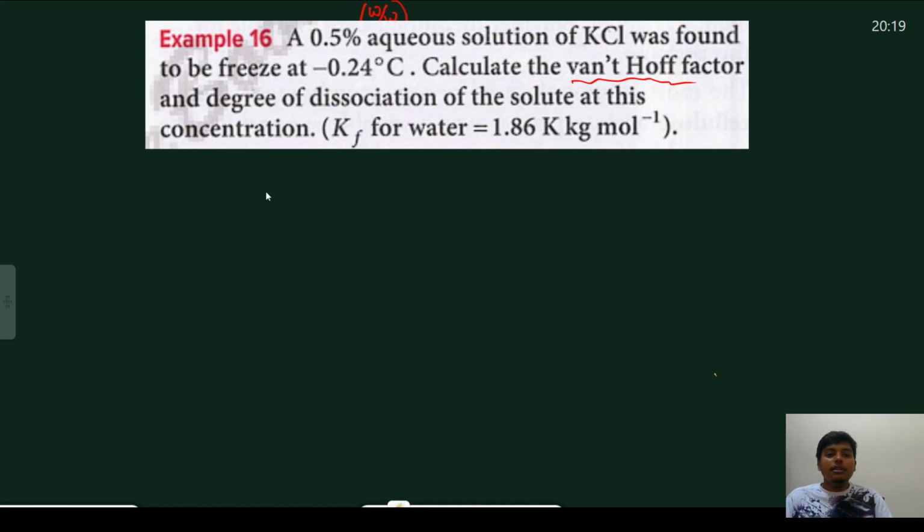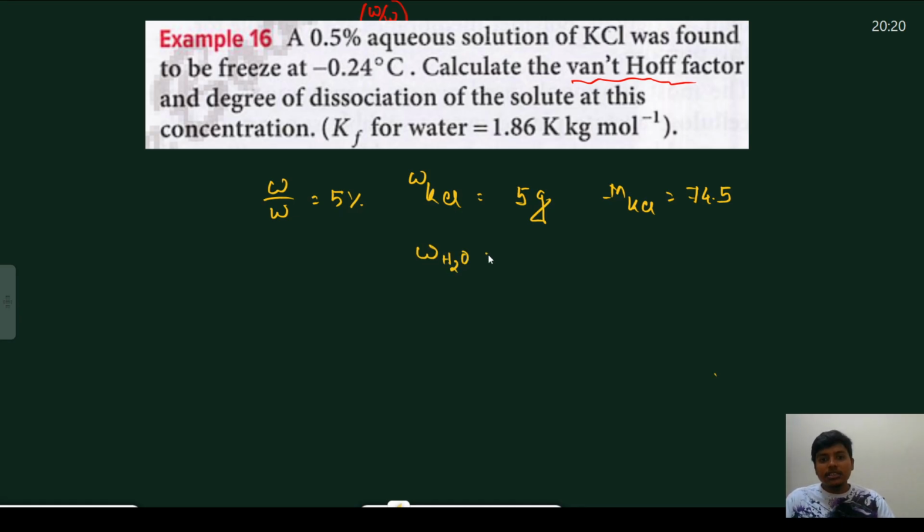So what is given? W by W given, 5%. That means the weight of KCl given is 5 gram. What is the molar mass of KCl? 74.5, very good. Next, what is the mass of water? That is 95 gram. Clear? The mass of water is 95 gram.